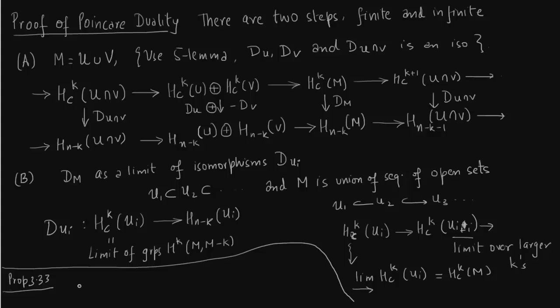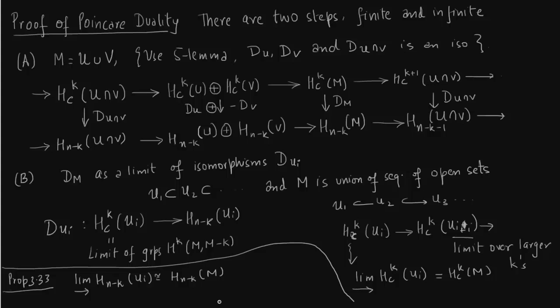Now the question still remains: how do we link the direct limit of Hn minus K UI to Hn minus K M? Because this direct limit which I have just written, direct limit Hn minus K UI, is nothing but the direct limit of DUIs. Now this isomorphism is provided by proposition 3.33.